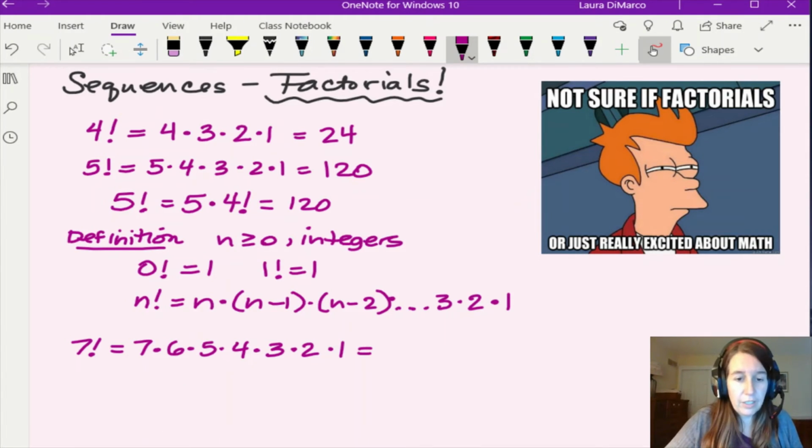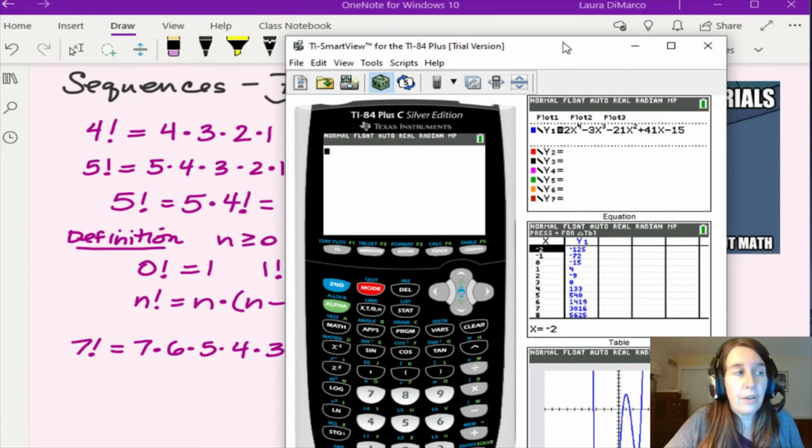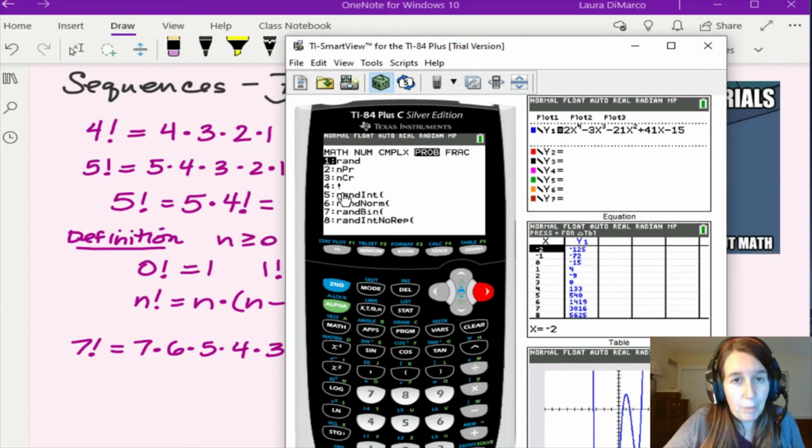So we could use our calculator, either just to multiply out all the numbers, which is totally fine if you do that. But we also have a factorial button in our calculator. It's a little bit hard to find, though. If you go to Math, arrow over to Probability, and you'll see a factorial. It's usually used in probability. If you've done probability before, you'll have seen factorial for sure. It's number 4 there.